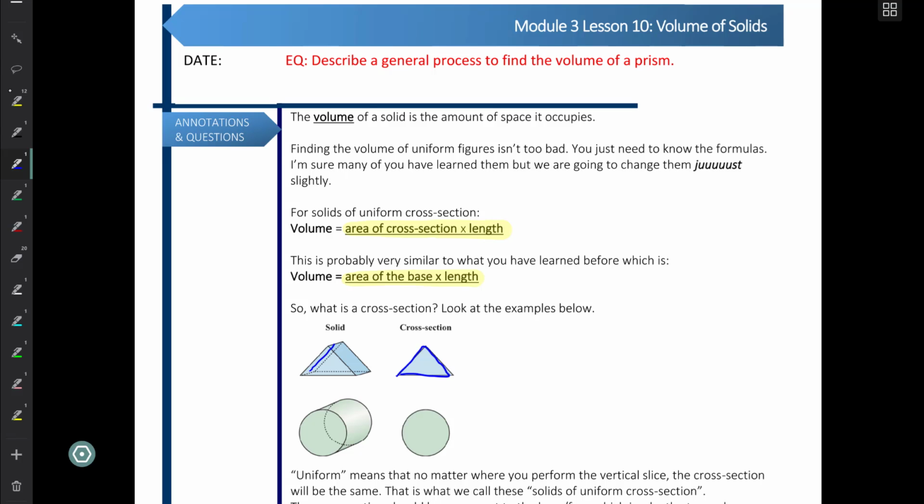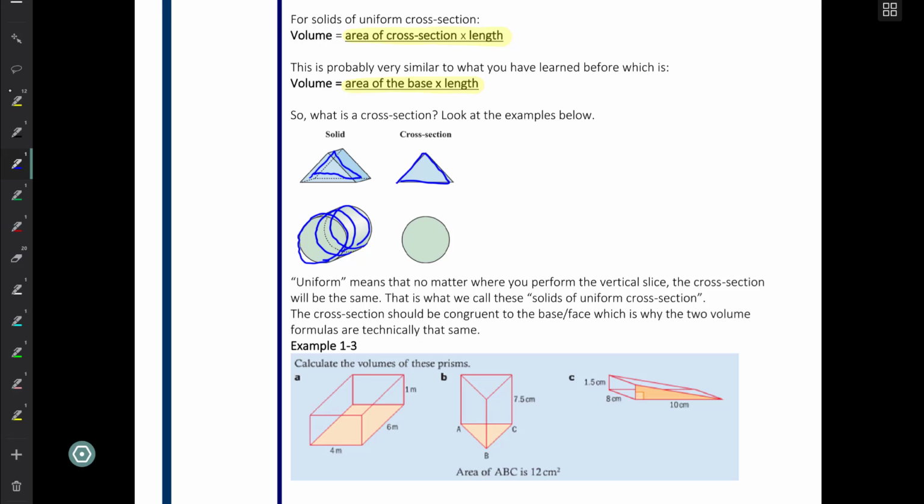It's something that you can draw inside at any point in that solid, and it's going to be the same at multiple points. So there we can see that triangle can be extended throughout its length. This circle can be extended throughout the length of the cylinder, and we get a bunch of different congruent circles. Uniform here is what we are focusing on. Uniform cross-section means that no matter where you perform that vertical slice, the cross-section will be the same. This is why we call these solids of a uniform cross-section. The cross-section should be congruent to the base or face, which is why these two volume formulas are technically the same.